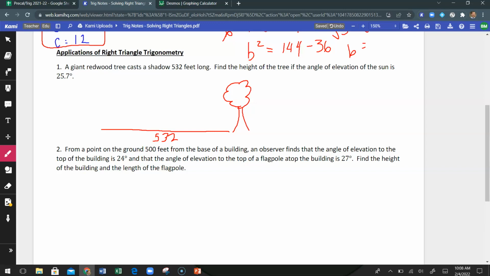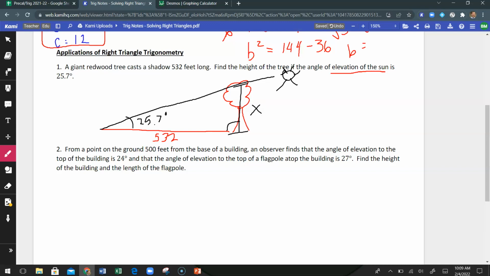Find the height of the tree if the angle of elevation of the sun is 25.7 degrees. So angle of elevation means from the horizontal looking up. So I go across the top of this tree, and the sun would be up here because that is what is creating that shadow. But I want to find the height of this tree. And so I've got this right triangle now where I know that this angle of elevation is 25.7 degrees. I want to find the height of the tree, so I'm going to call that x.